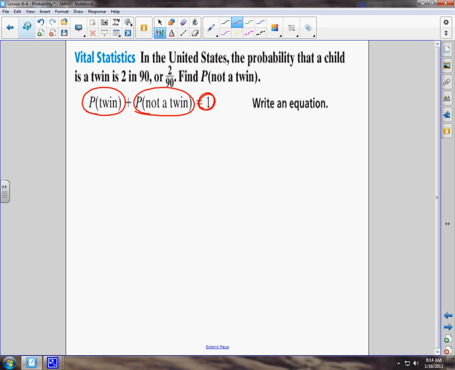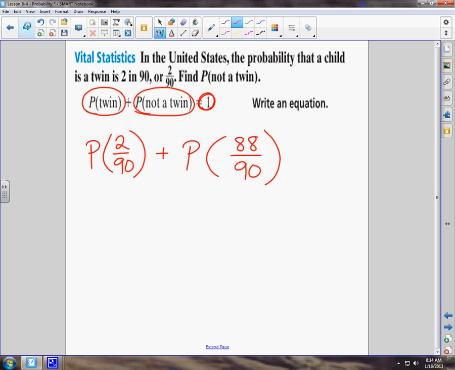So if the probability of getting a twin is 2 out of 90, the probability of not a twin is going to be 88 out of 90. It would be every other pregnancy or every other birth. Triplets, quadruplets, all those are not a twin, or a single birth, is 88 out of 90. And then you have to simplify that. So 88 out of 90, I can cut them in half and get 44 out of 45.